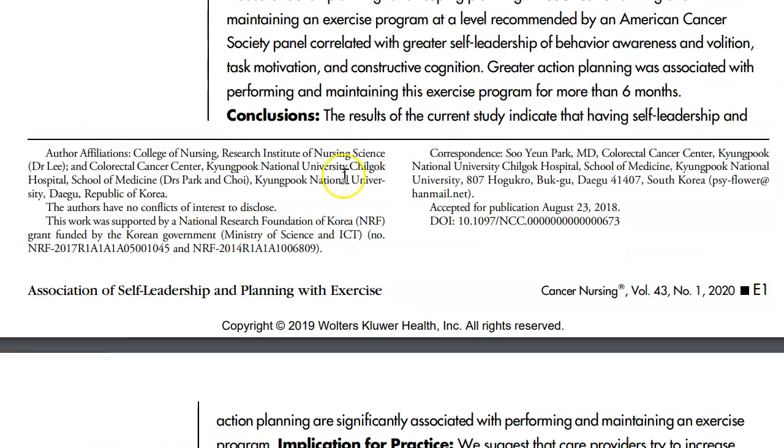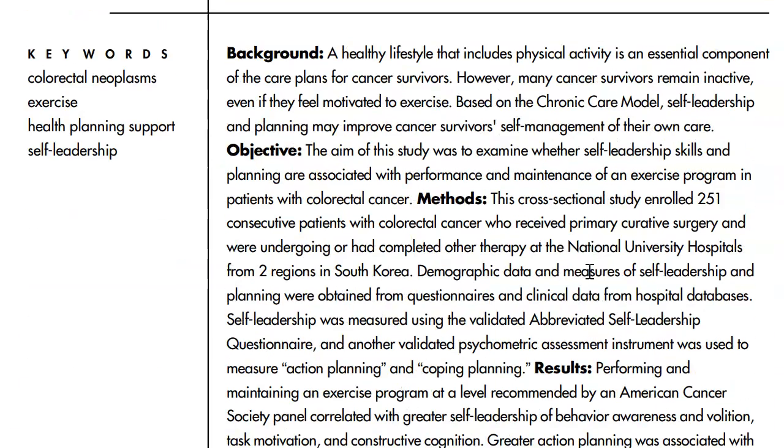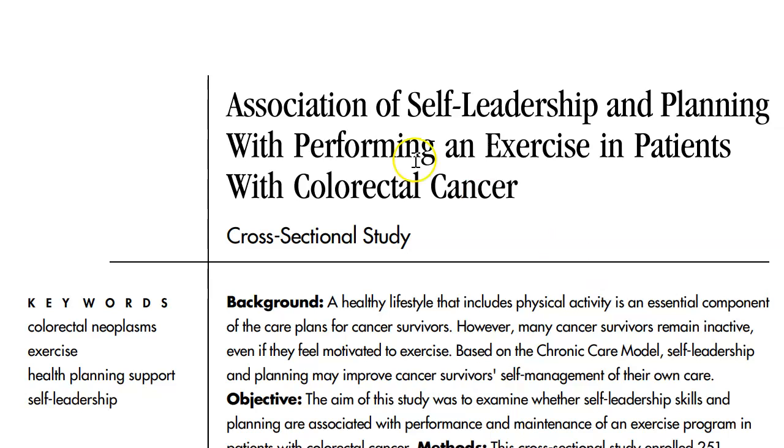So here's a paper that I've gotten from Cancer Nursing, Volume 43, Number 1, 2020. I actually found this on nursingcenter.com. I just looked under journals and then said, oh, cancer, let's do that one. And then one of my areas of interest is exercise. So I typed in exercise in that journal's table of contents. Bam, came right up, put it into the university library, and here we go. So the title of this is Association of Self-Leadership and Planning with Performing an Exercise in Patients with Colorectal Cancer.